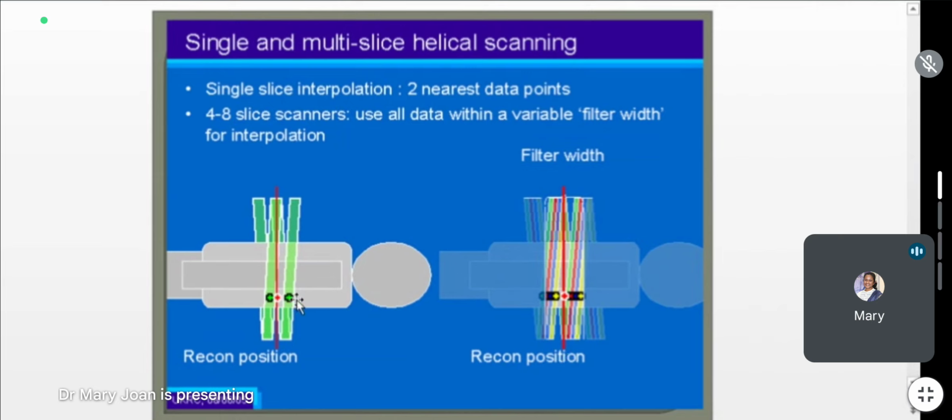So here you can see 2 points near the reconstruction position are utilized, while we are setting a filter width for multi-slice CT scanners.